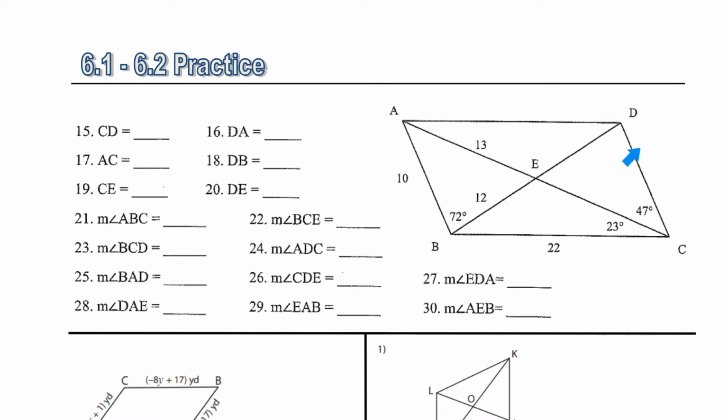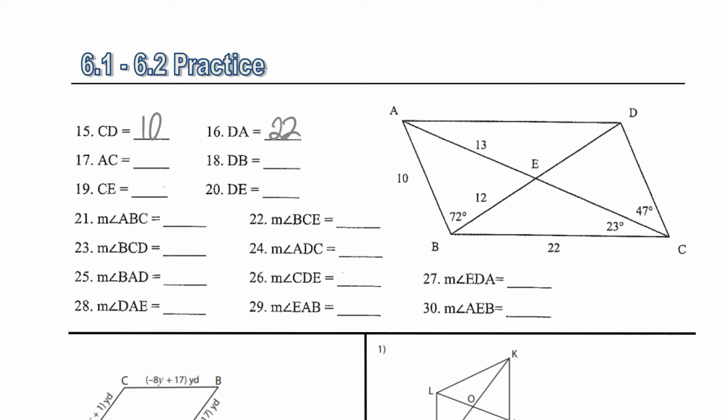So on this one, CD. How long is CD going to be? 10. How do you know this is 10? Because the opposite side is 10. In a parallelogram, opposite sides are congruent. So this side is 10, just like this one. Okay, how long is side DA? 22. It's the same length as the opposite side down here. DA's up here, from D to A. That matches up to down here.